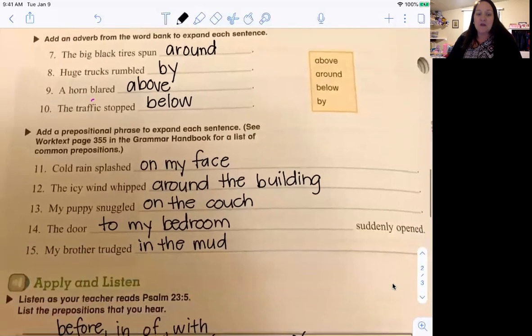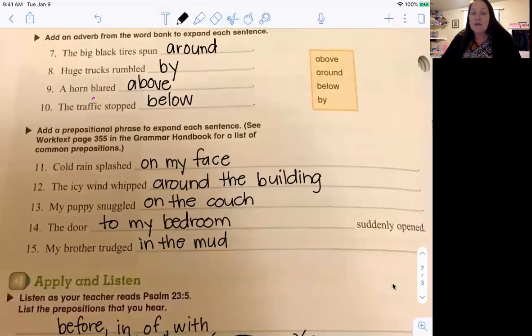Okay, so the next part I thought was pretty cool. It says add a prepositional phrase to expand each sentence. Can you add more than one? Oh yeah, you can definitely add more than one. You guys are great creative writers, so I'm sure some of you added more than one. 11, cold rain splashed on my face. 12, the icy wind whipped around the building. 13, my puppy snuggled on the couch. 14, the door to my bedroom suddenly opened. Ooh. And 15, my brother trudged in the mud. Now, if you have something different, just make sure you have a prepositional phrase, which starts with a preposition and ends with the object of a preposition.